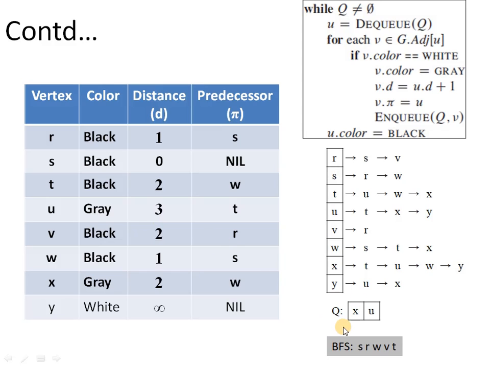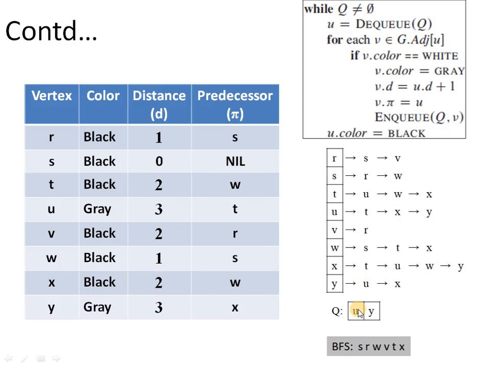Now comes the vertex X. So vertex X will be DQ'd. The linked list corresponding to vertex X has T, which is already explored. Then U, which is also explored. W is also explored. And then we will have Y. So Y's color is white. Recolor it to gray. Its distance will be distance of X plus 1, that is 3, and pi will have X. So we have updated all the attributes corresponding to vertex Y. We have NQ'd Y and DQ'd X. So now we are done with the linked list corresponding to vertex X. So we have to recolor X to black. With this, we have completed the vertex X.